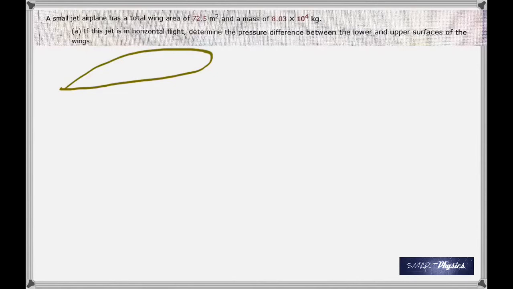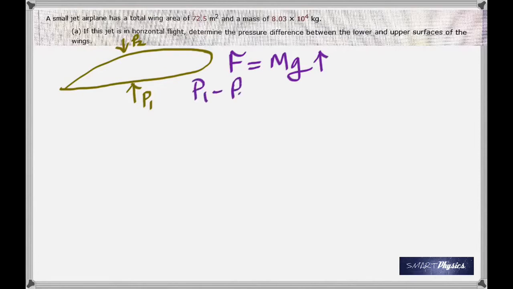Well, that's about the shape or profile of the wing, and we know that the pressure on the top part would be less, while the pressure on the bottom part would be greater. So that's P1, and P2 is smaller. Therefore, there is a pressure difference upwards. Whatever is the pressure difference acting on that area should balance the weight of the airplane. And the weight of the airplane is mg. And this is what has to be balanced.